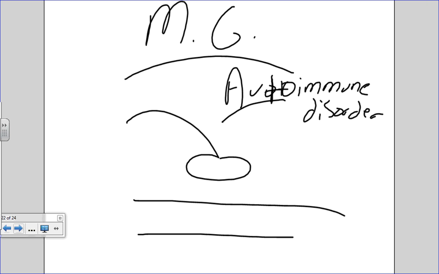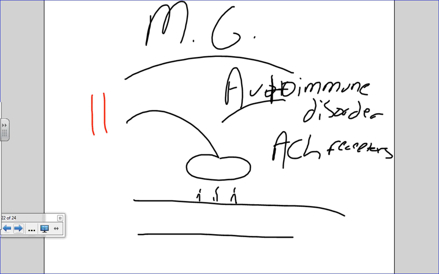Okay, and what these autoantibodies do is they bind to acetylcholine receptors. And what they do then is they block acetylcholine from binding to its receptor. All right, so now what's going to happen is you're going to be unable to excite this muscle. You're going to be unable to release calcium into the sarcomere and expose those active binding sites. And so you're not going to be able to allow actin and myosin to interact with one another.